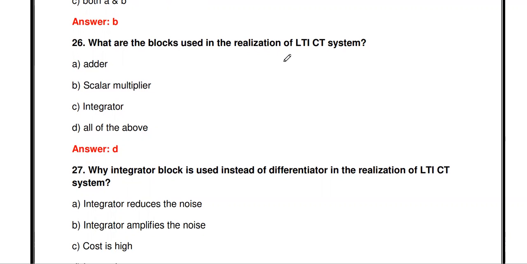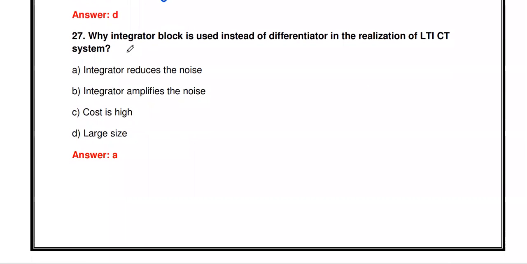We discussed this in the last topic, in the third unit: the block diagram representation or realization of a system. In order to obtain the block diagram representation of an LTI CT system, what are all the elements we needed? Adder, scalar multiplier, integrator, all of the above. Okay, all these three we needed: adder, scalar multiplier, integrator.